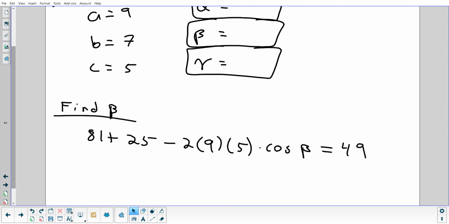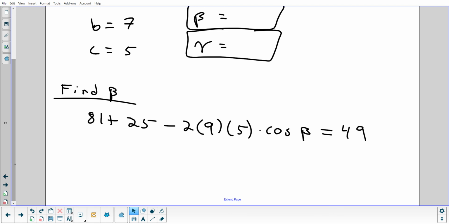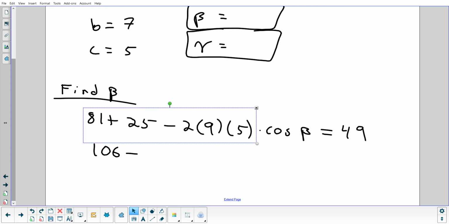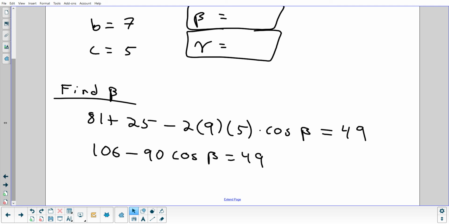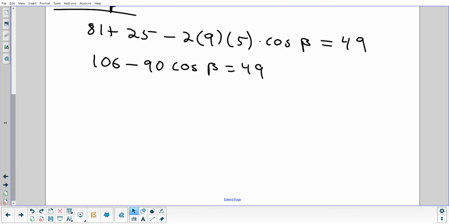All right, so let's go through it. 81 and 25, that gives me what, 106? Minus 2 times, let's do it this way, 2 times 5 is 10, 10 times 9 is 90. Cosine beta equals 49. All right, what's my next step?